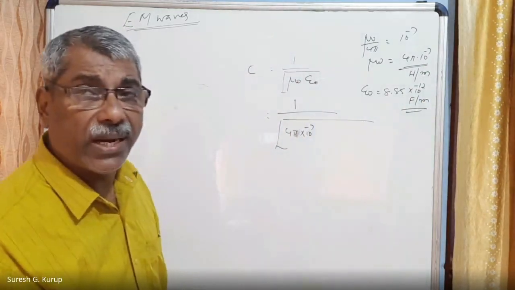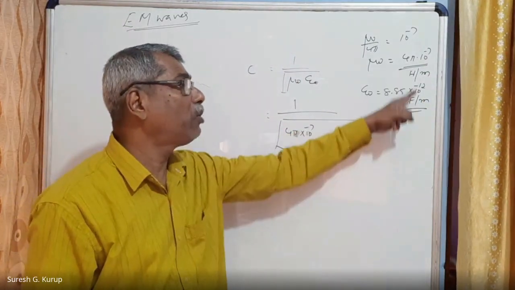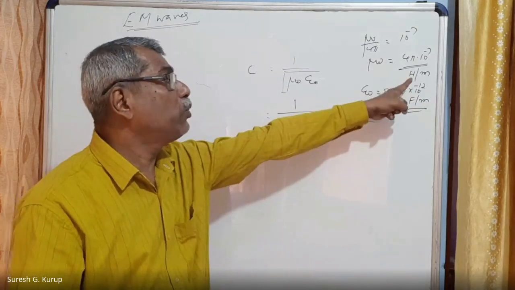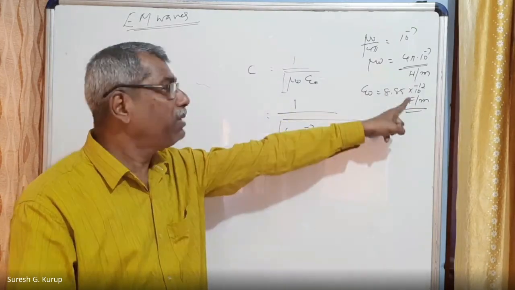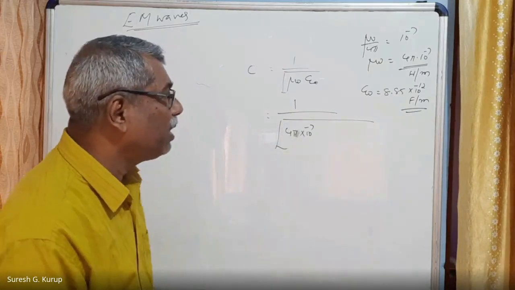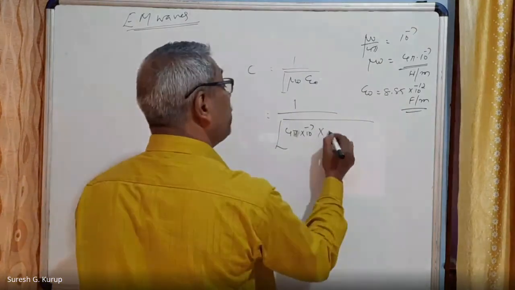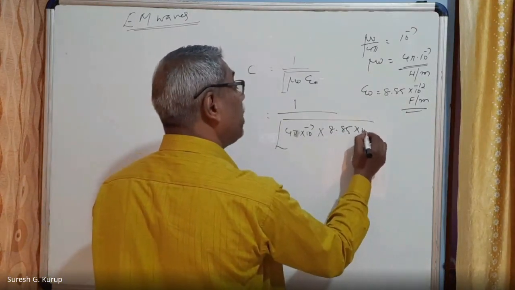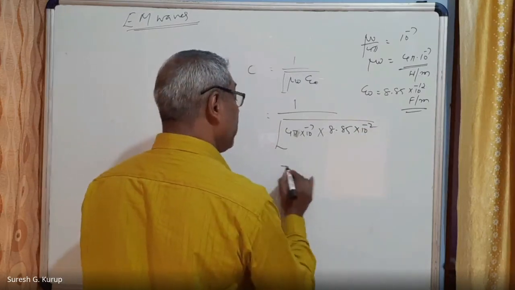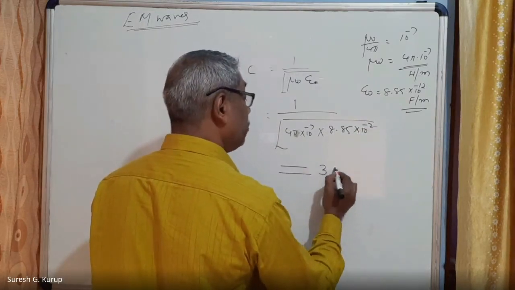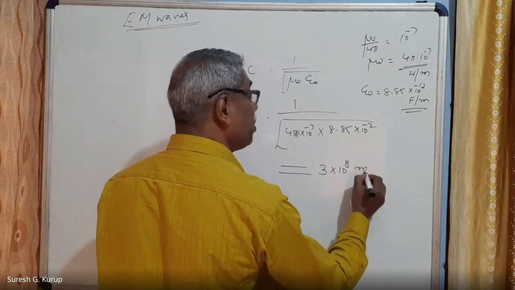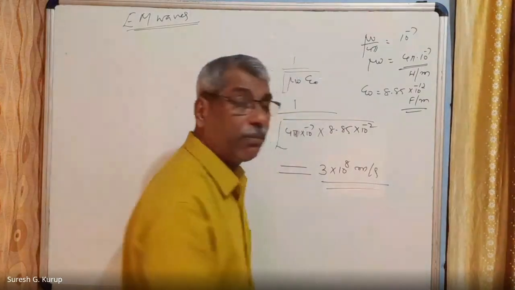So the unit of mu zero is Henry per meter and epsilon zero is Farad per meter. Put the value here, that means 8.85 into 10 raised to minus 12. You will get exactly this value equal to 3 into 10 raised to 8 meter per second. So this is a very great surprise.